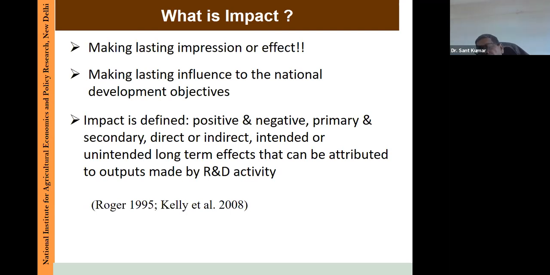It could be a positive impact. It could be a negative impact. It could be a primary impact. It could be a secondary impact. It could be a direct impact. It could be an indirect impact. It could be an unintended impact at the longer term, so that it can be attributed to the outputs made by the agricultural R&D.